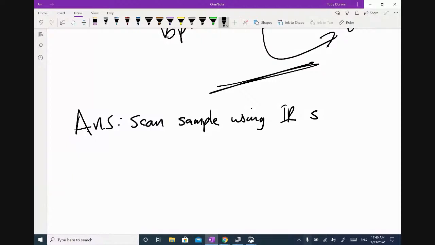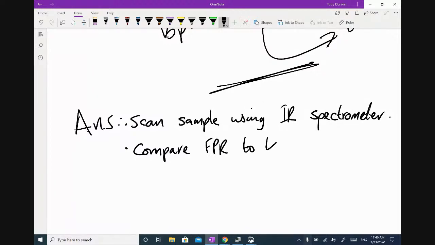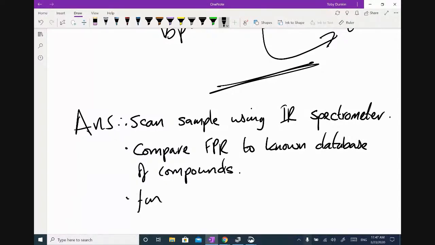So scan sample using IR spectrometer, and then we're going to say compare fingerprint region to known database of compounds, find a match. That's how we do it.